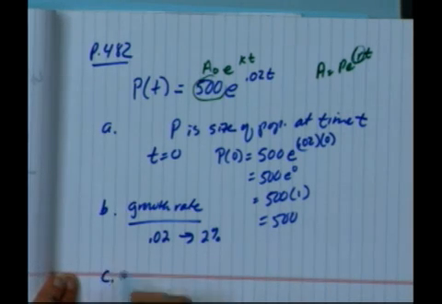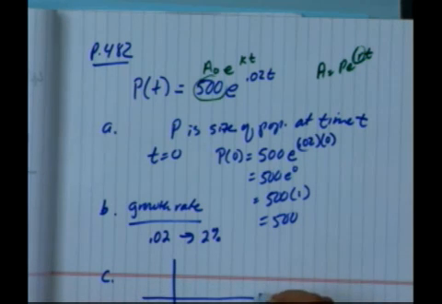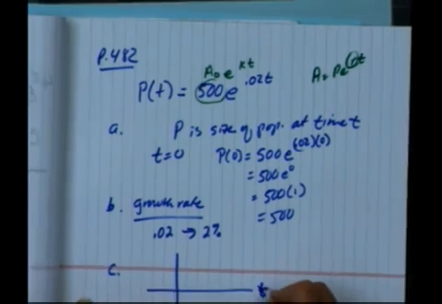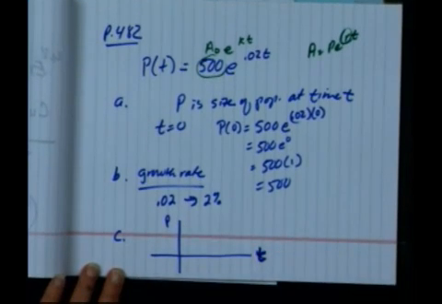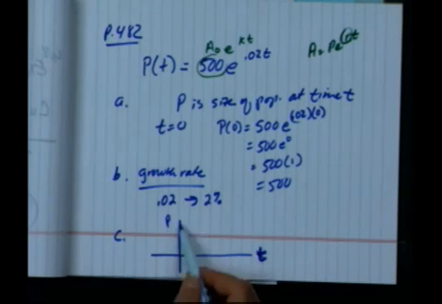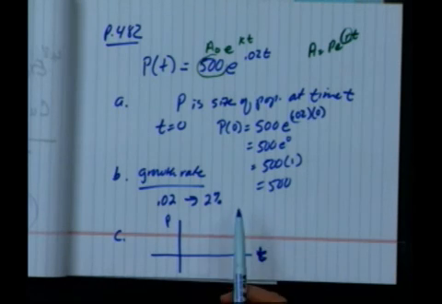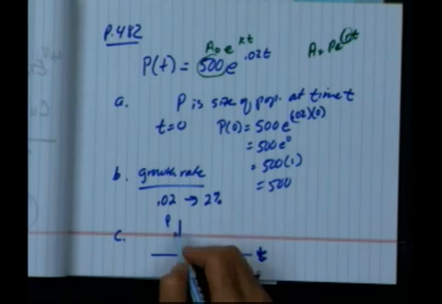We're not going to use a graphing utility to graph this. We're just going to get a little feel for what it might look like. Along this axis I'll have t. Along this axis I'll have the size of the population. What's my intercept here on the y-axis, or in this case the P-axis? What's the intercept? 500.